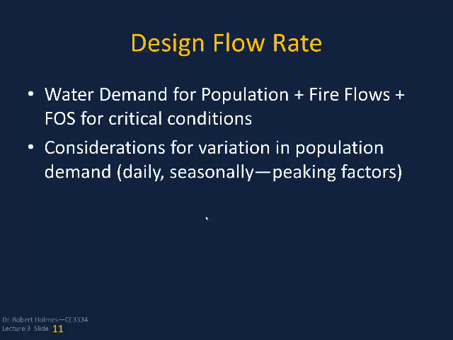Another method was just basically using per capita per day usage based on the type of industry and system that you have, and we can look at the American Water Works Association's work on looking at a number of water distribution systems across the United States to see what kind of use they have. There's also considerations we need to give for variation in population demand, and that can be daily or seasonally, and we've got the so-called peaking factors. We'll talk a little bit more about that.